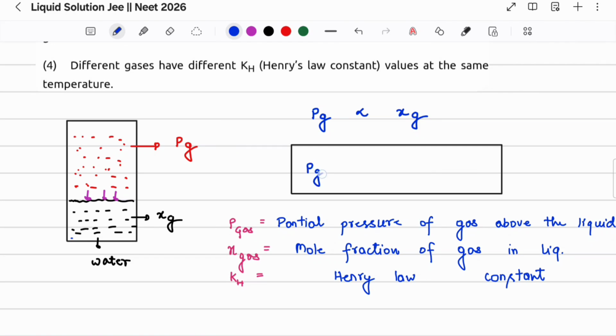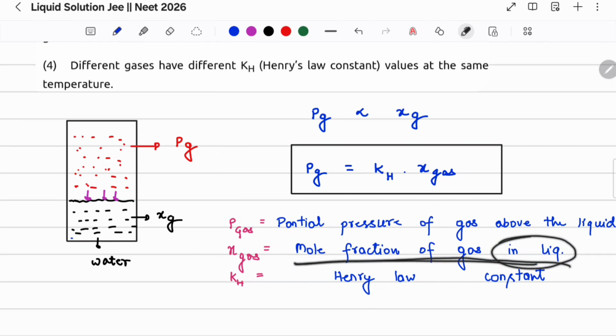So to remove this proportionality sign, I am removing it, so I can write P gas equals KH times mole fraction of gas. So this is the formula for Henry's law. Just for your convenience I am reading it. P gas means the partial pressure of the gas above the liquid. They are talking about these gas molecules above the liquid. X gas is the mole fraction of gas in liquid. Again listen, mole fraction of gas inside the liquid. And KH is the Henry's law constant. So this is your Henry's law.